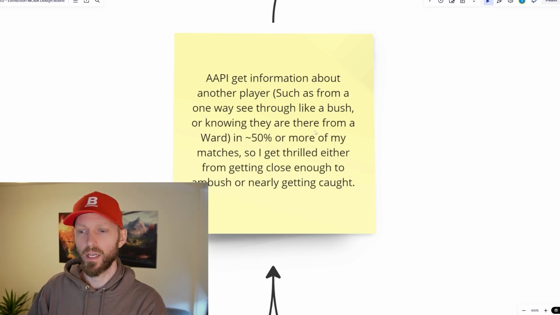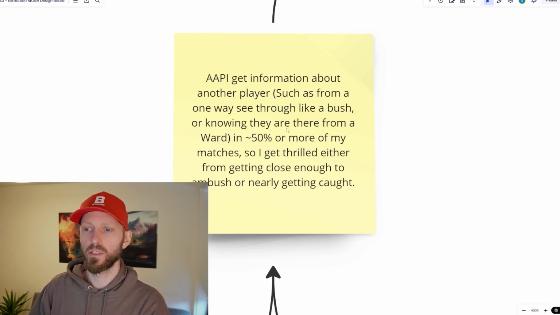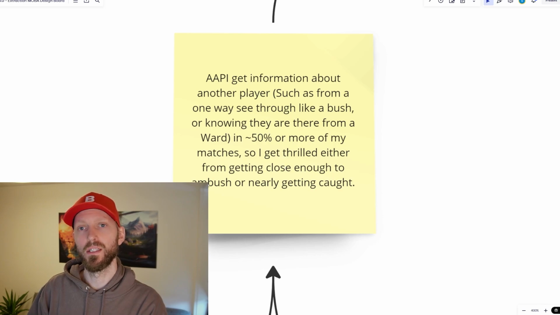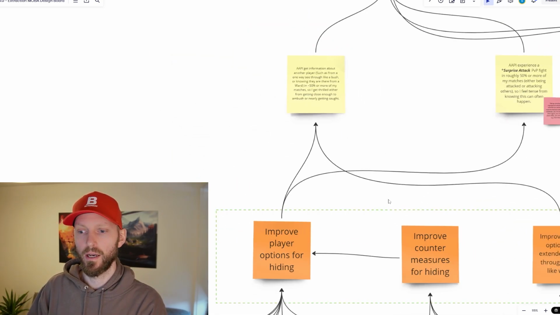So we want more of that, so that this also means knowing that they are there from a ward. So in 50% or more of my matches, I experience seeing others while they're not seeing me, so I get thrilled, either from getting close enough to ambush or nearly getting caught, because sometimes you're hiding because you're in a fragile position, such as very low health, and this is basically providing tension. And for what we want to achieve in the game, tension is what we want.